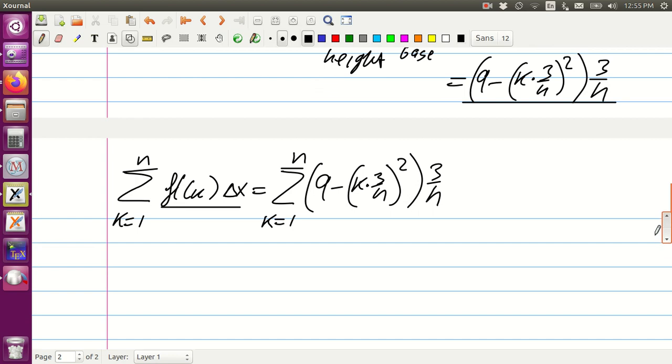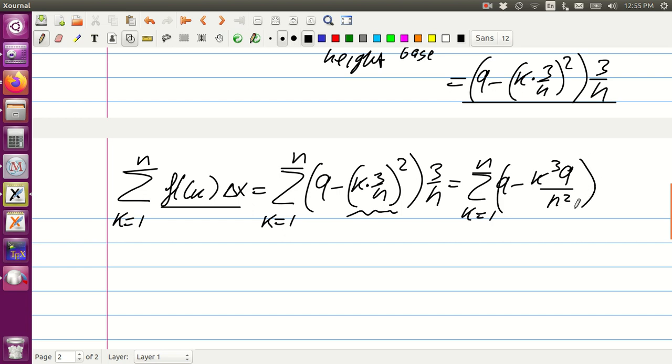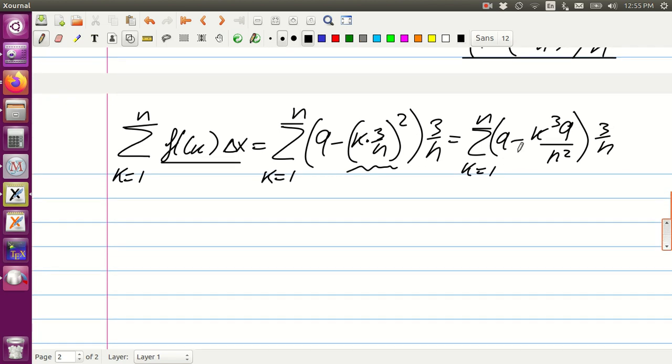All right, then I have a couple of choices, so we can simplify this expression by doing some algebra first without touching the sum yet. So we'll have 9, then this expression we need to square, so it's going to be k squared 9 over n squared, and it's multiplied by 3 over n. Since we have two different expressions inside, we can distribute this 3 over n and separate these two expressions.